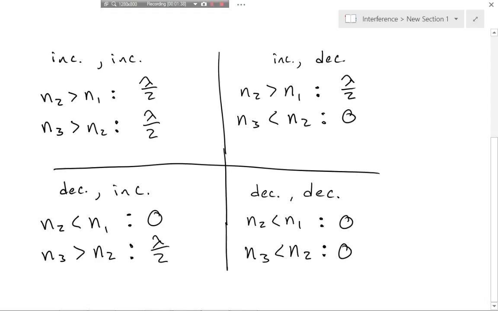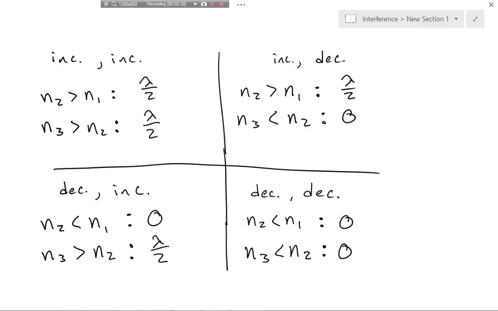So taking a step back and looking at this, if the index of refraction is always increasing, then we get a phase shift for both of the waves, and the overall effect is that there's no phase difference between the two reflected waves. If the index of refraction is always decreasing, then there's no phase shift for either of the reflected waves, and again, there's no phase difference between the two waves. So what this means is that if the materials are in order of either increasing or decreasing indices of refraction, then the two reflected waves will experience no net phase change due to the reflections.